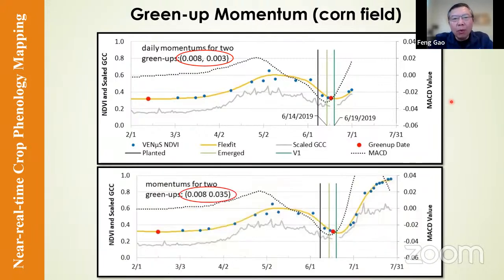Then when we get more observations, until the end or middle of June, we get much more confident, and we can see the momentum increase to 0.035. So this approach not only detects the emergence date, we can also give the confidence of this detection. That's the nature of near real-time monitoring. Once we get more observations, we are more confident.